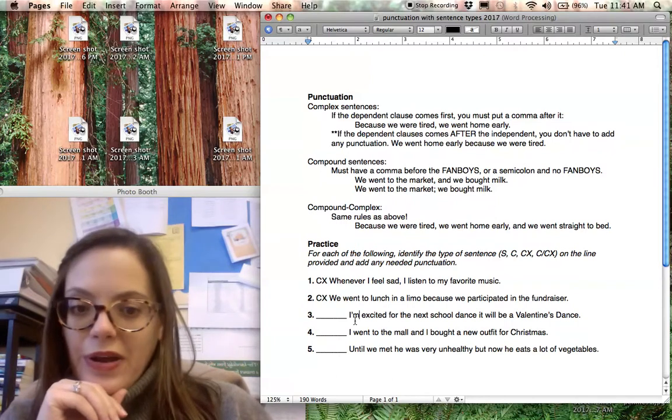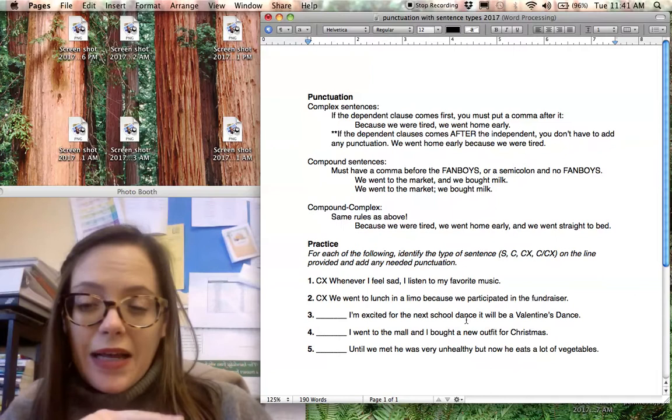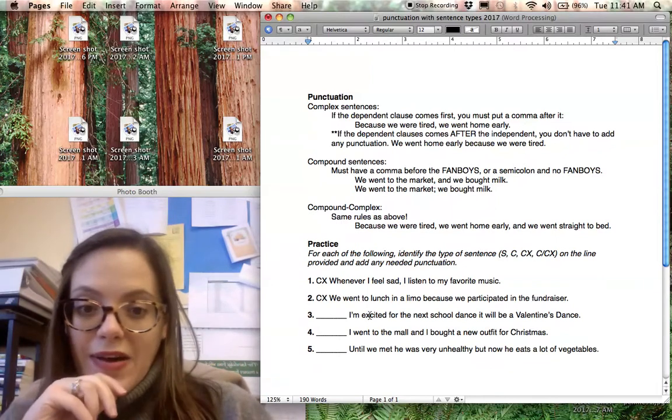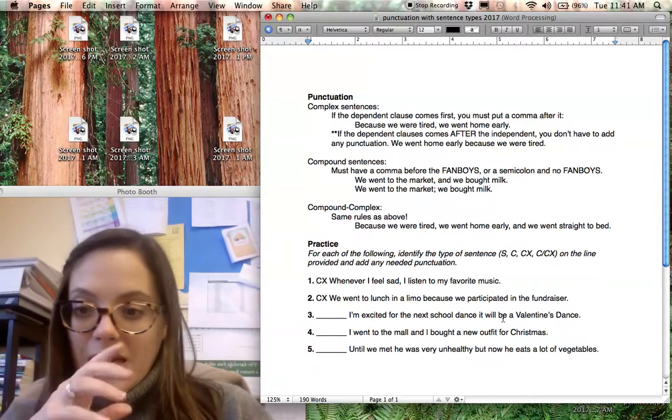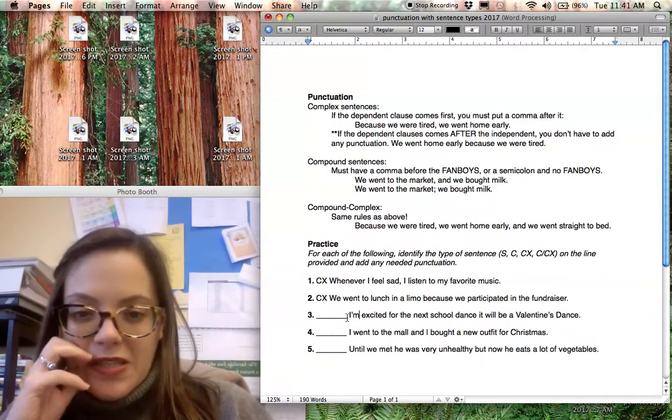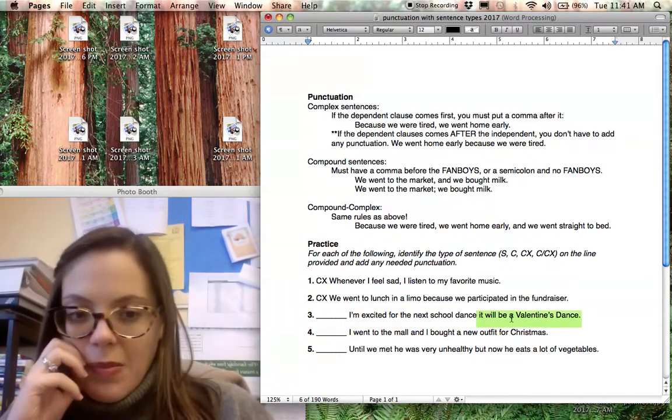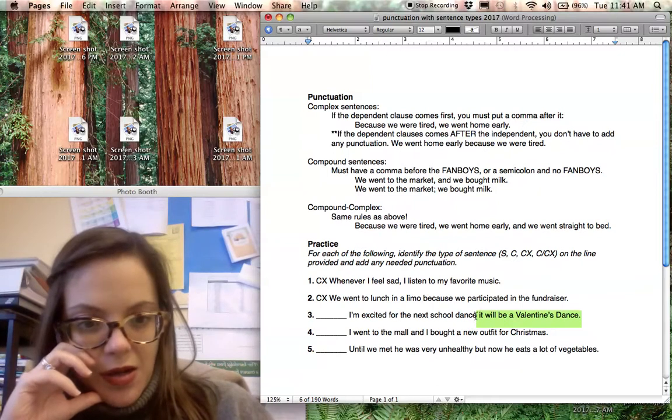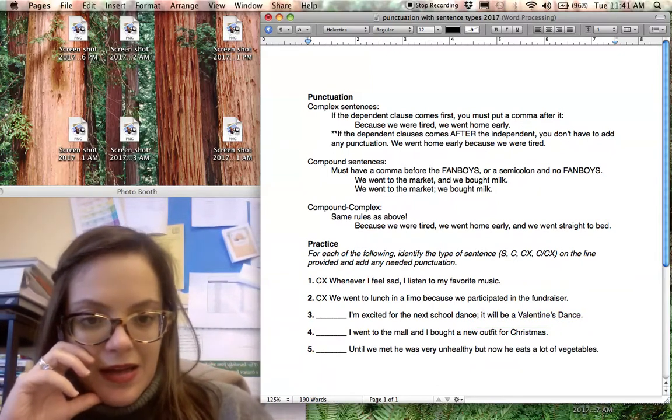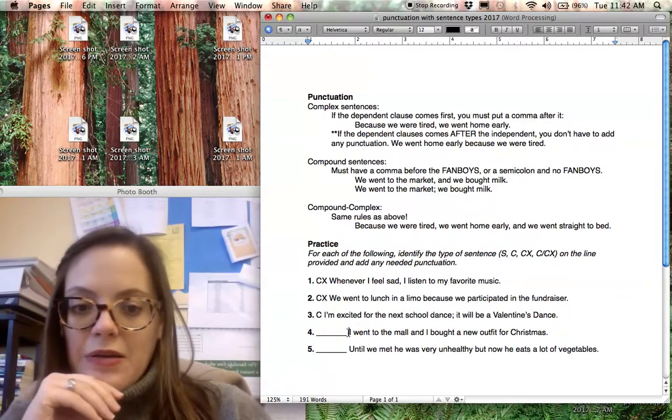All right, now number 3. I'm excited for the next school dance. It will be a Valentine's dance. Again, I clearly have 2 clauses because I have I'm excited and it will be. So I got 2 subject-verb phrases. And I kind of see 2 separate sentences here. I'm excited for the next school dance, and then it will be a Valentine's dance. But I don't have a conjunction there. So I'm going to have to add a semicolon. All right, and this one is compound.